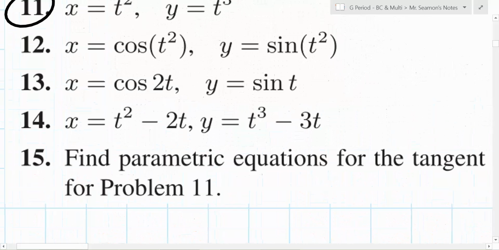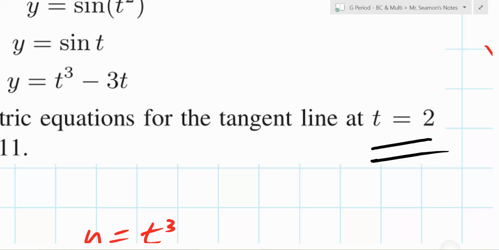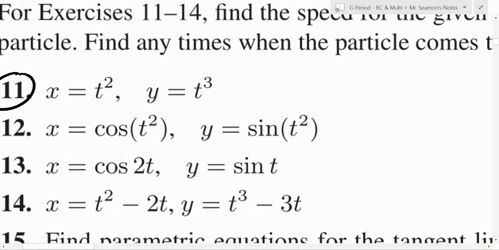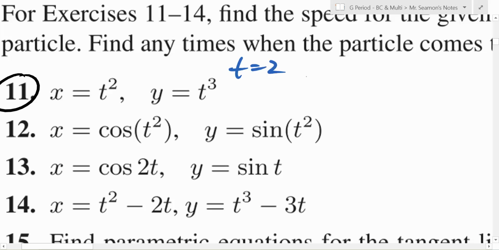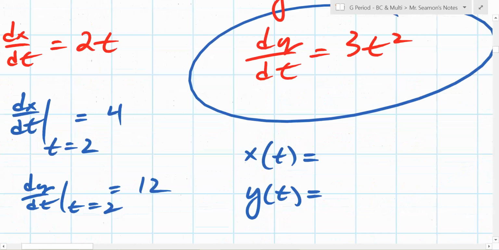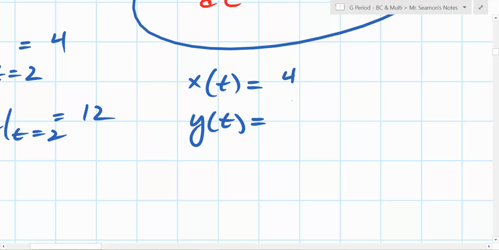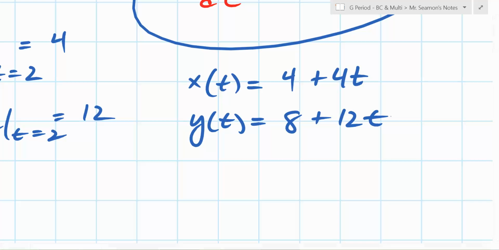Your starting position. Well, what does it say for this one? The tangent is at t equals 2, right? Do we know where we are when t equals 2? When t equals 2, you're at 4, 8. So you go down here and you say, okay, it's going to be 4 and 8. And what do you add to these? 4t and 12t. Exactly. It gave us an anchor point. It gave us a specific time. That time gives us where we are on the road at a specific instant.